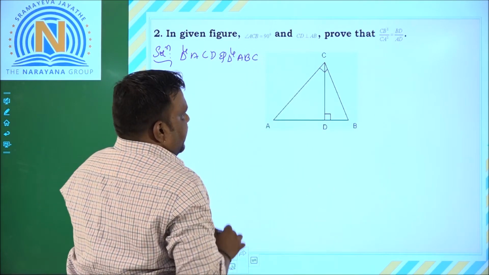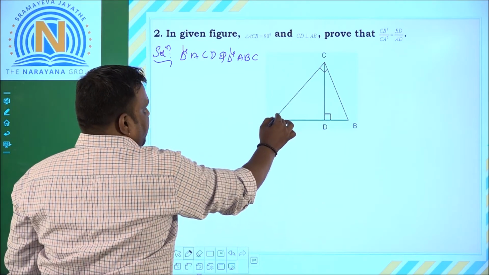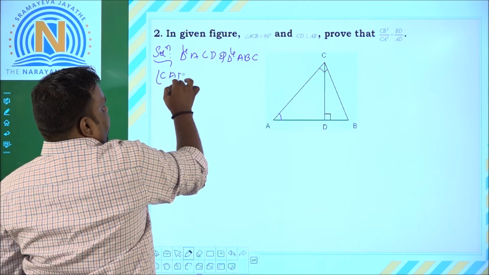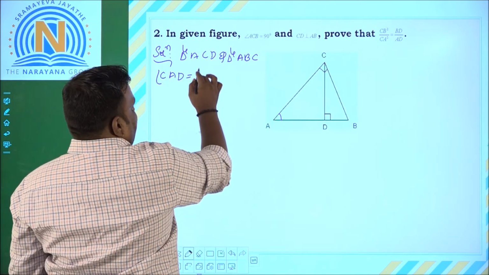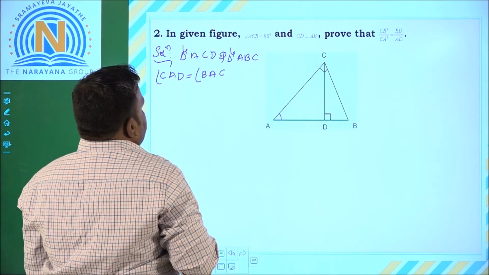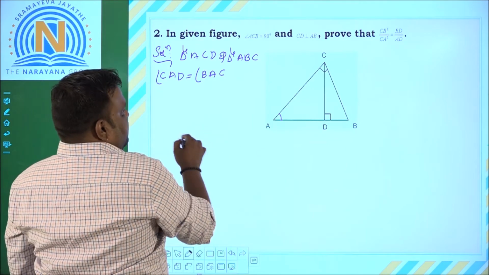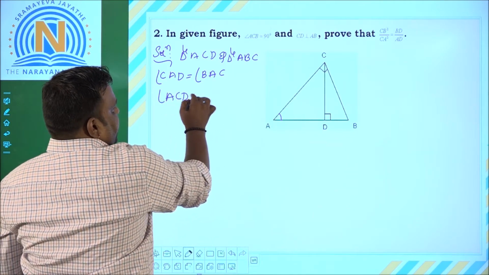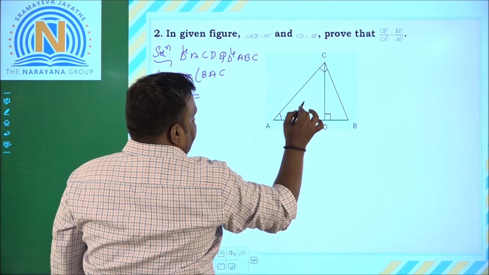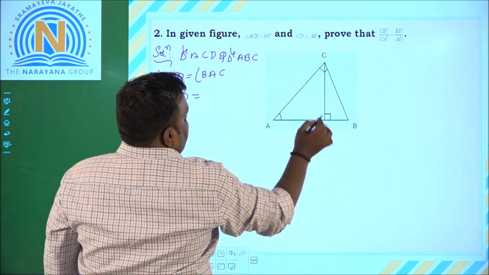Now let us consider the triangle ACD and triangle ABC, complete triangle. So now in this case, if you observe this properly, angle A is common for both the cases. That means angle CAD is equal to angle BAC, right? BAC is common angle. And one more case is angle ADC. Angle D is 90 degrees in this case, CD is perpendicular to AB.